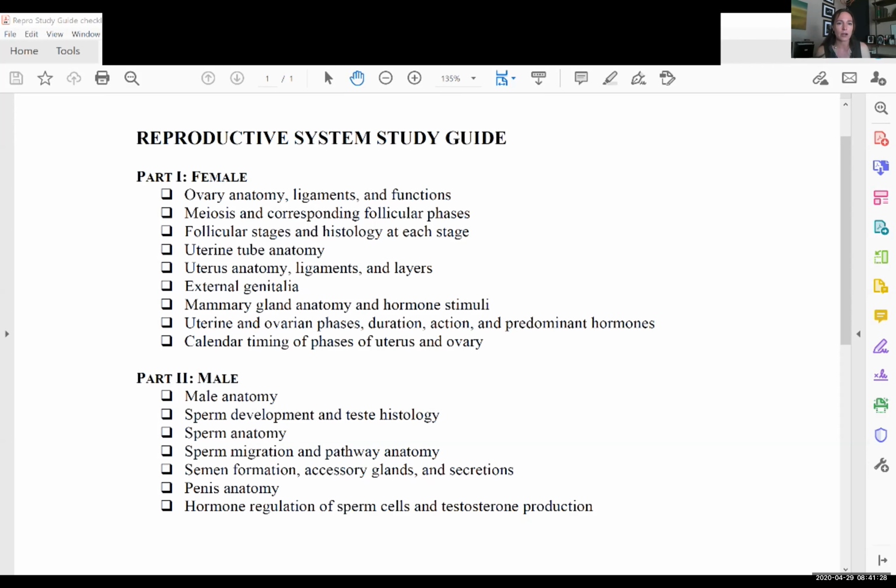So let's get started. We'll start with the male first, because I always find it easier to end with the female so that we can move on to development, and it sort of blends that way. So we're going to start down below, with the male anatomy. That's pretty wide open. Just know about male anatomy.